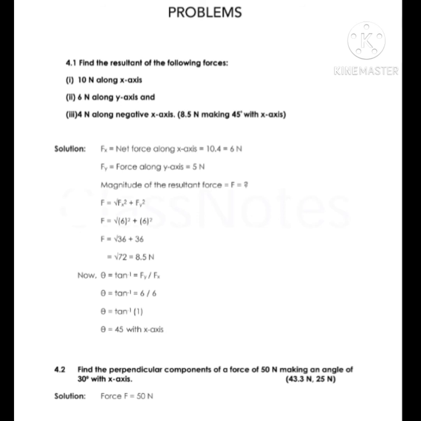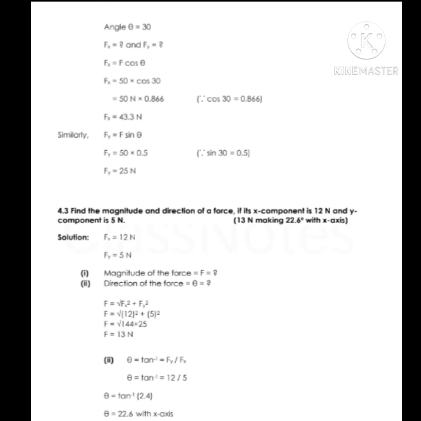Next numerical is find the perpendicular components of the force of 50 Newton making an angle of 30 degrees with the x-axis. Given data is force, that is 50 Newton, and angle is given as 30 degrees along the x-axis. So F of x and F of y are what we want to calculate. F of x equals F cos theta and F of y equals F sin theta. By putting the values, F of x equals F cos theta, in which F is 50 and theta is 30. So cos 30 is 0.866. By multiplying this by 50, we have 43.3 Newton.